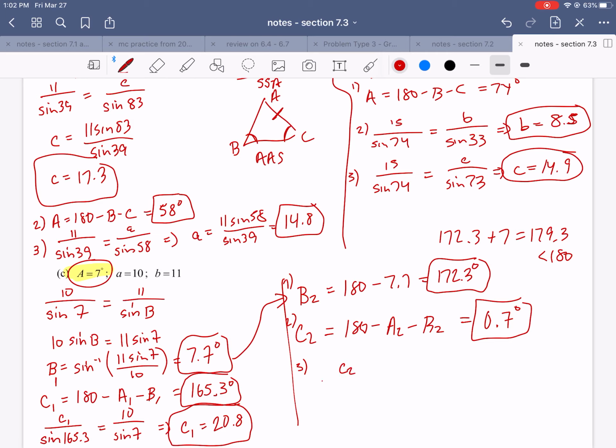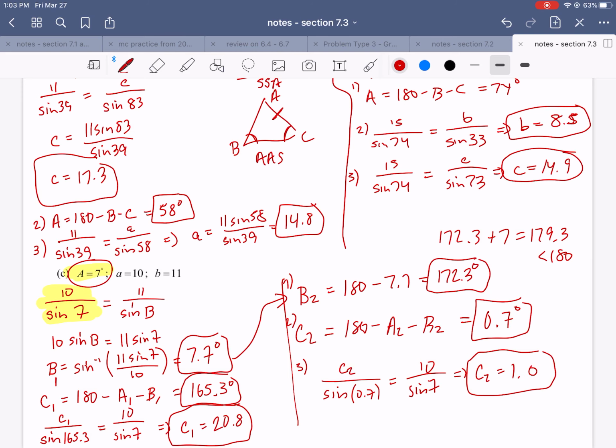Little c2 divided by sine of capital C2, which is 0.7 degrees, I'm going to set equal to my given ratio, which, going back to my original work, is still right here, 10 divided by sine of 7. Cross multiplying and dividing gives me c2 is equal to, again, a pretty small side there, 1.0 when you round to the nearest tenth.